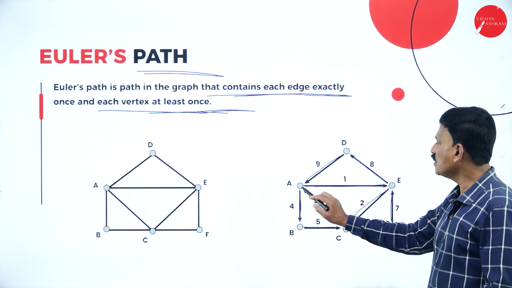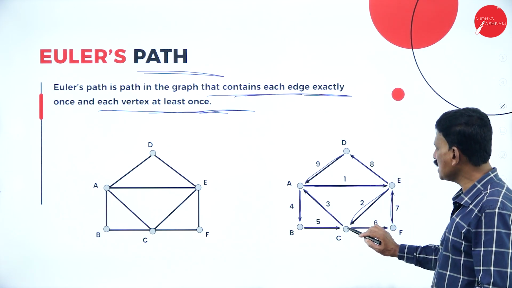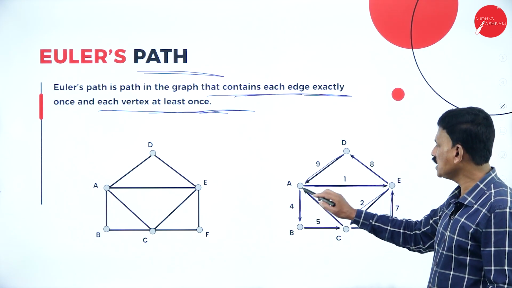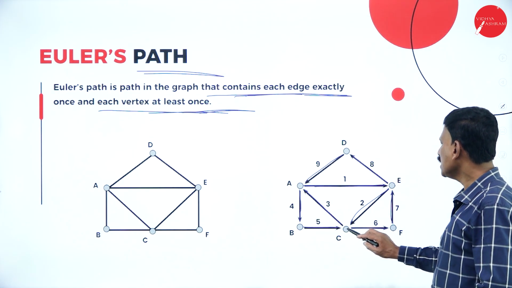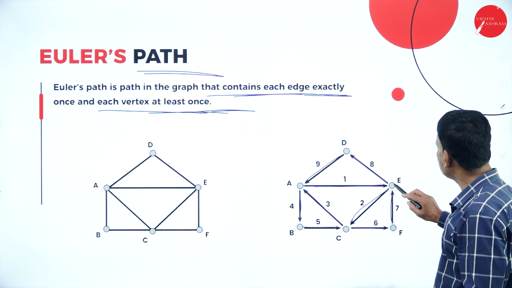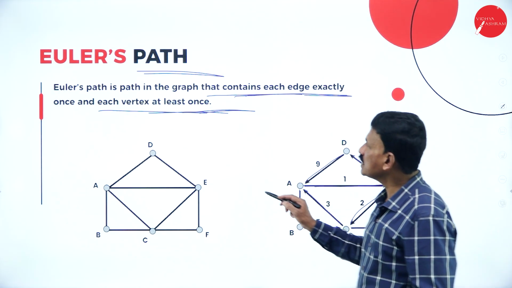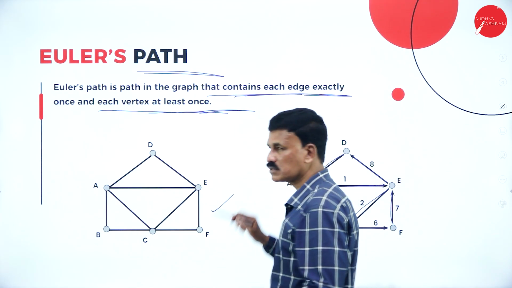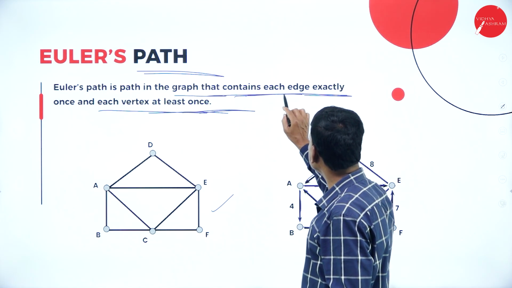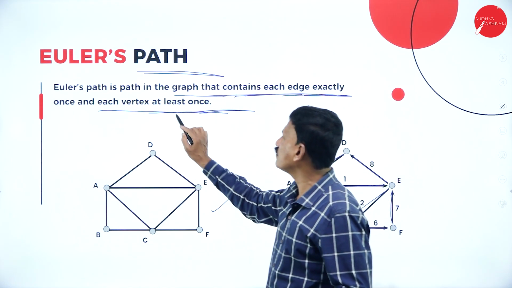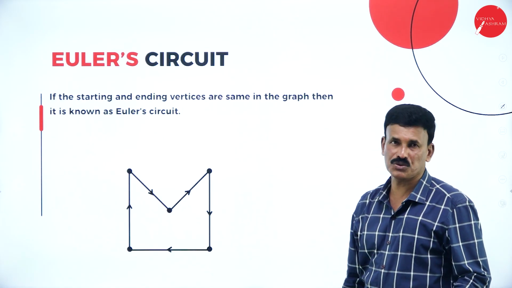Here it goes from A to E, E to C, C to A, A to B, B to C, C to F, F to E, E to D. So this is an example of an Euler's path. That means Euler's path contains each edge exactly once and each vertex at least once. Now, let us come to the Euler's circuit.